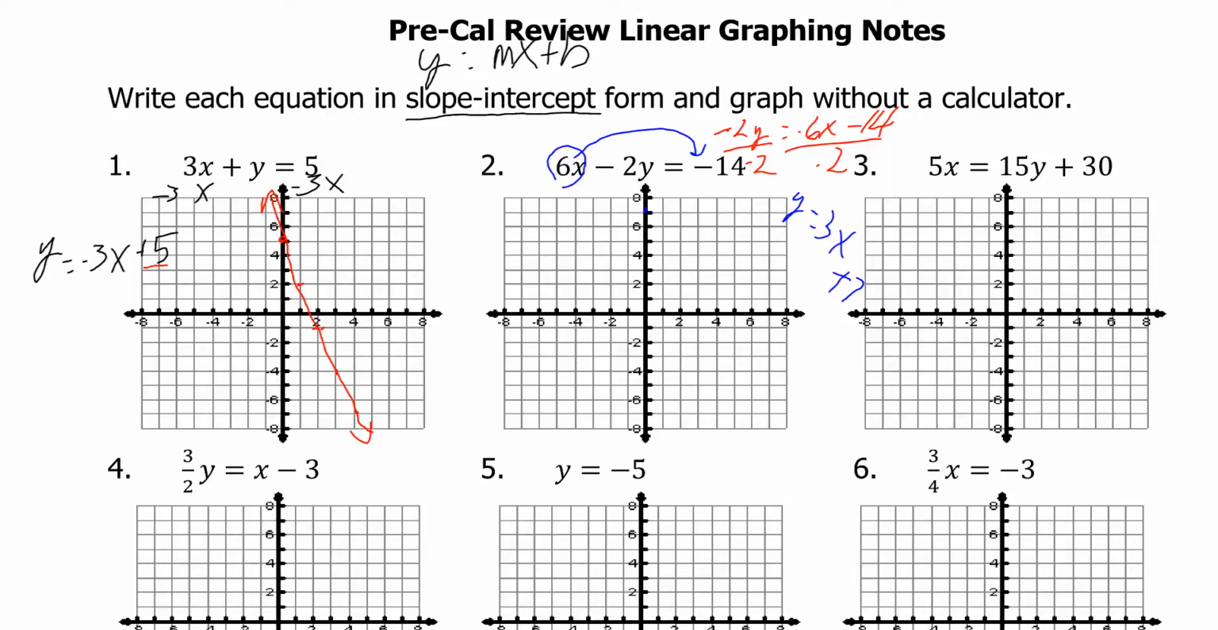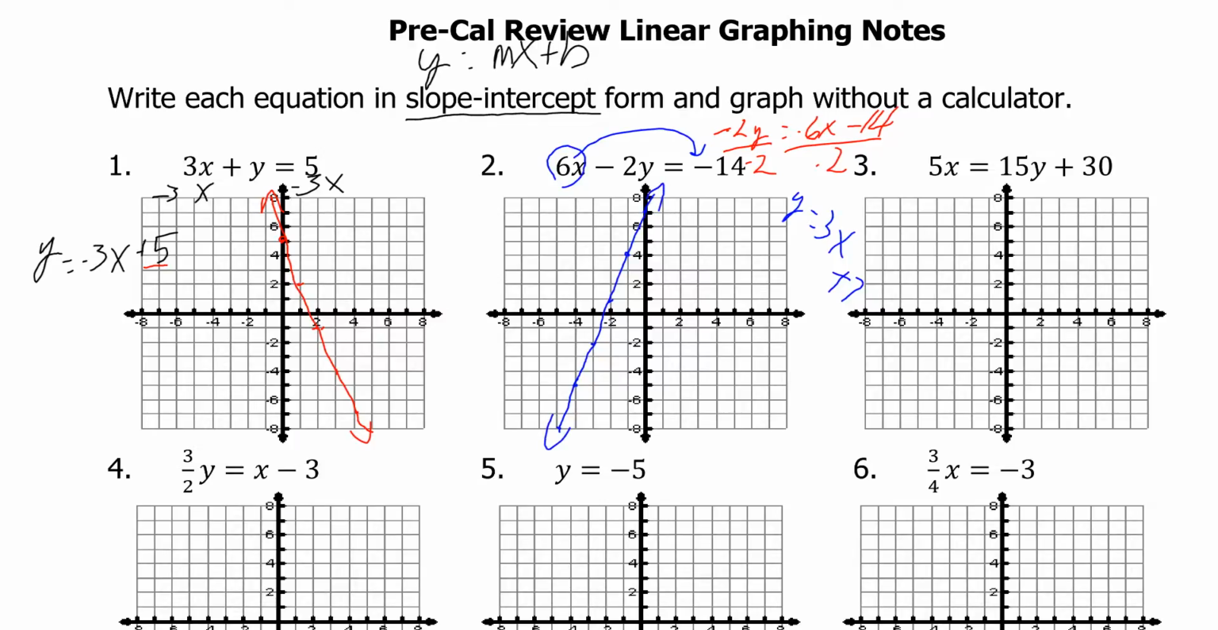We've got plus 7. That's where it's going to cross, so it's going to cross up here at positive 7. We're going to go up 3, right 1, but as you can see, we don't have the space to do that. So instead, we're going to go down 3, left 1. 1, 2, 3, left 1. Then connect the dots as best you can. And there we have it.